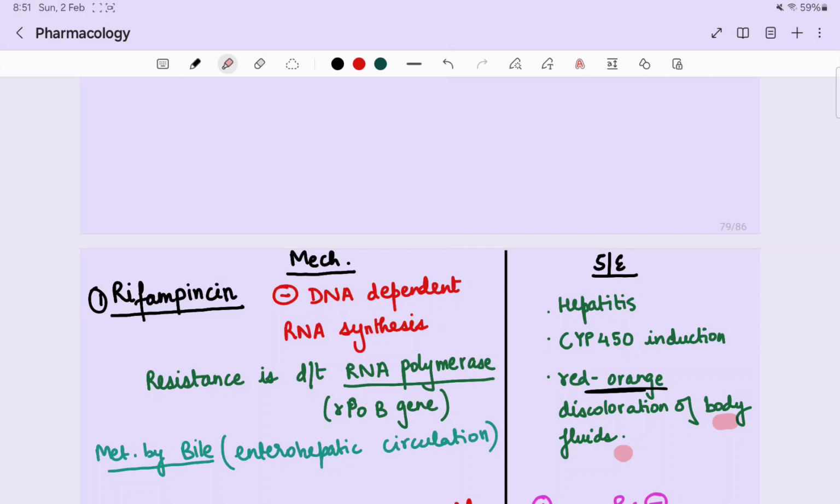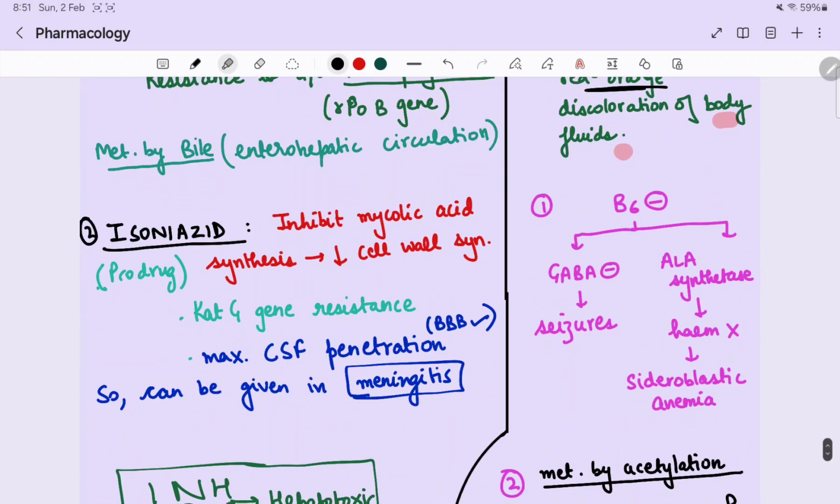All ATT drugs, first you have to remember, are inducers except, I will tell you, isoniazid. From I, you can learn it is an inhibitor. So what is the mechanism of action? From the acid in its name, you can learn it inhibits mycolic acid, that is, it inhibits cell wall synthesis. As you all know, the TB mycobacterium cell wall is made up of mycolic acid. It is a prodrug. It is converted into its active form by the KatG gene, by the catalase enzyme. So if this enzyme or this gene is defective, the resistance will be there.